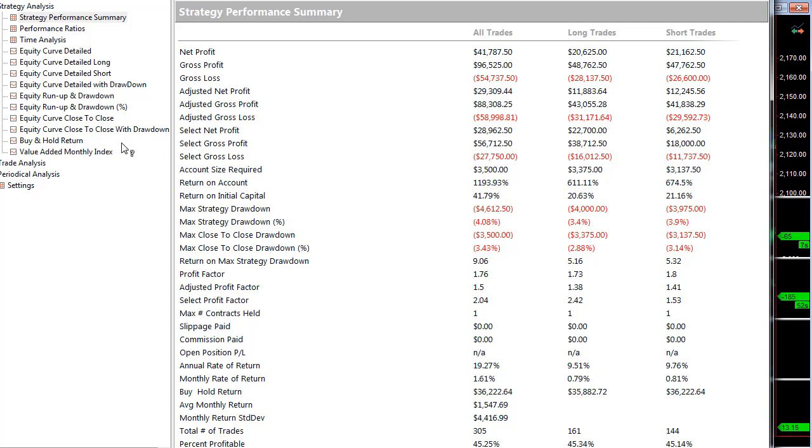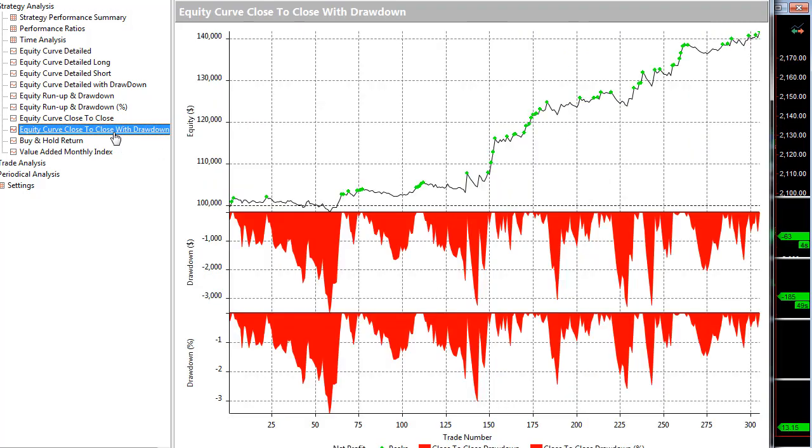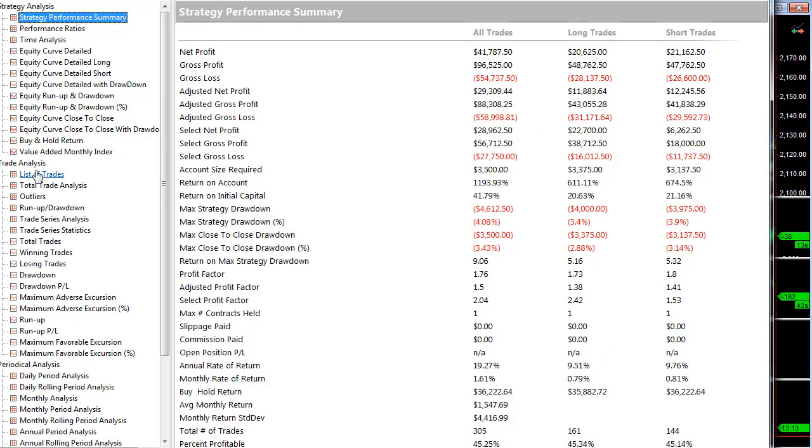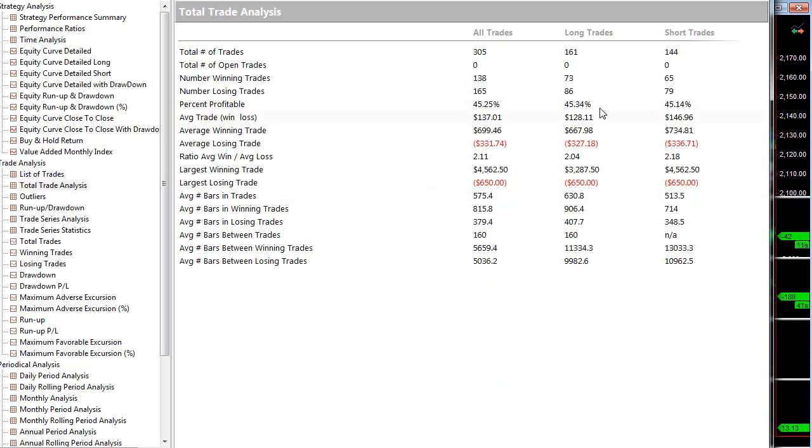the VIX above 15. And you see the equity curve for this, low drawdowns, the number of trades, the average trade profit is high. So I like this average trade profit of 137. This is without slippage and commission, so you have lots of room.